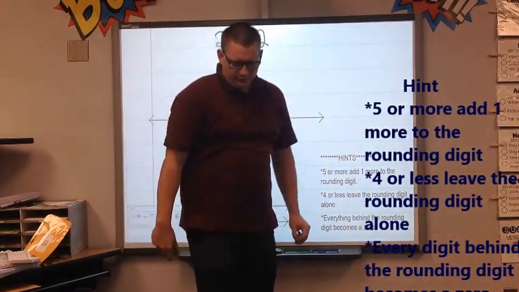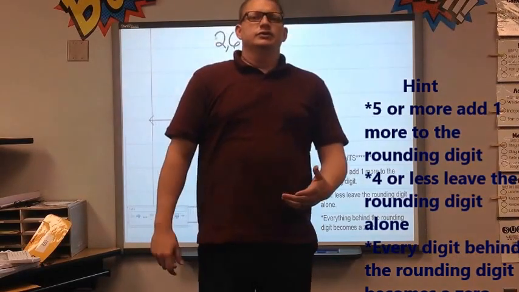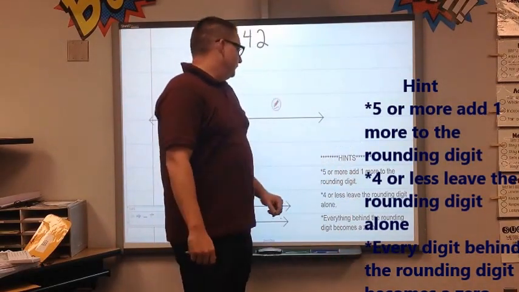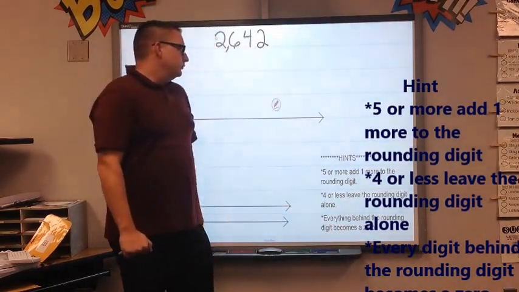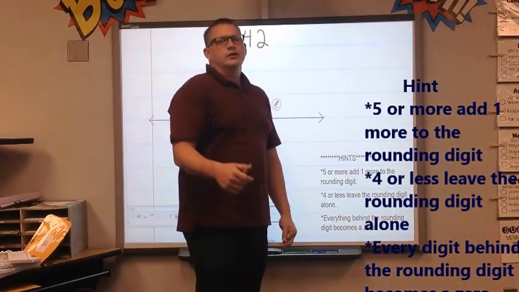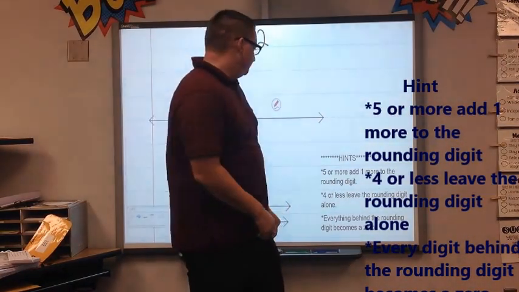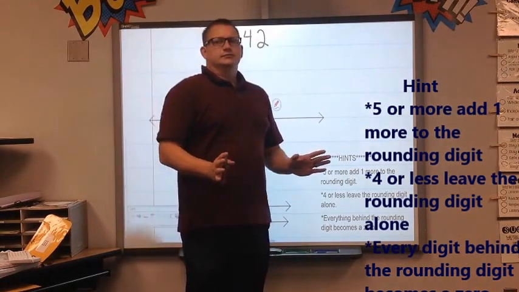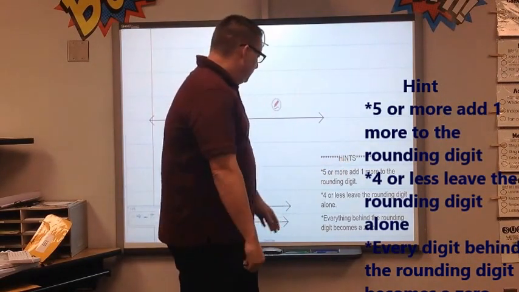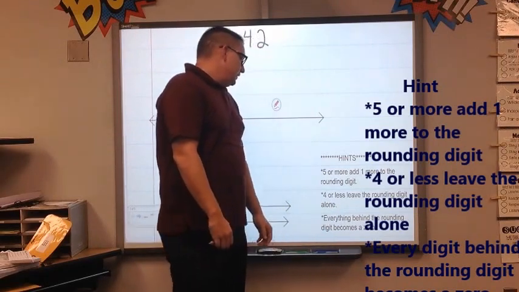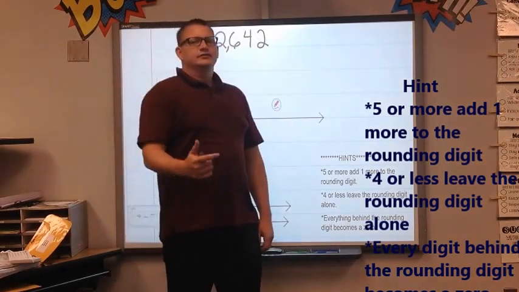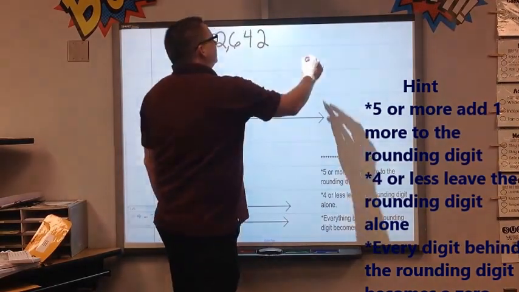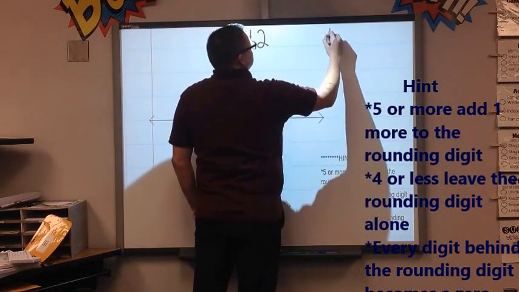I said I'm not going to really try to teach tricks, but I want you to always remember these hints down here. It says 5 or more, add one more to the rounding digit, and we're going to talk about what the rounding digit is in a second. 4 or less, we're going to leave the rounding digit alone. We're just not going to change it, okay? And then it says everything behind the rounding digit becomes a 0, okay? So, in your notes, please take notes on this.